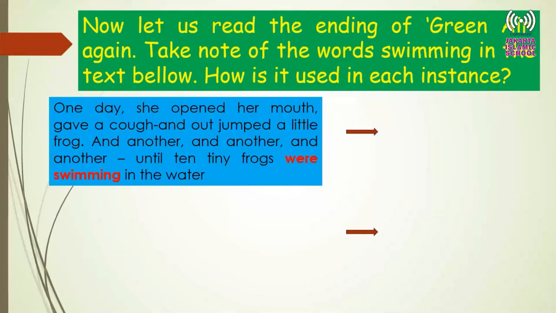The first example. One day, she opened her mouth, gave a cough, and now jumps a little frog, and another, and another, and another, until 10 tiny frogs were swimming in the water. Look at the sentences and focus on were swimming in the water. Okay, I repeat again. The function of were swimming in the water is as part of a verb phrase.